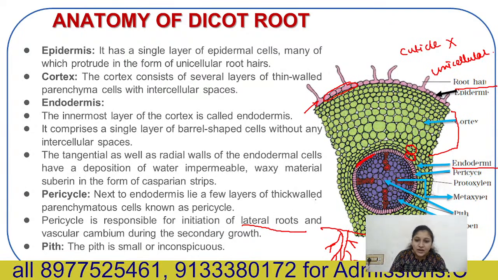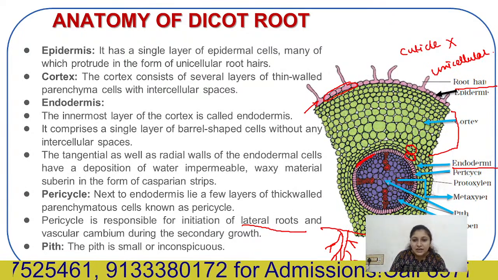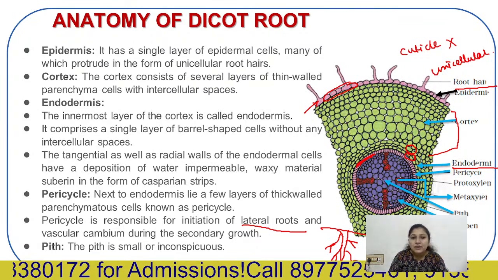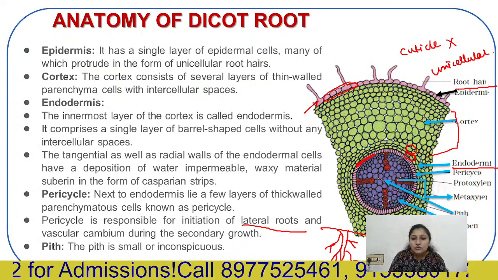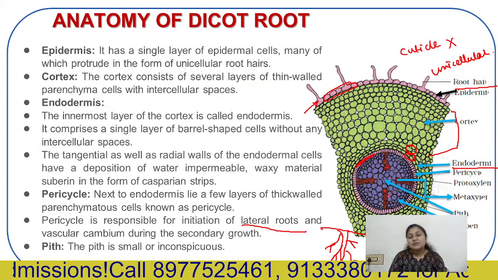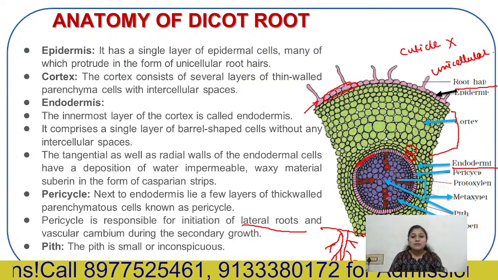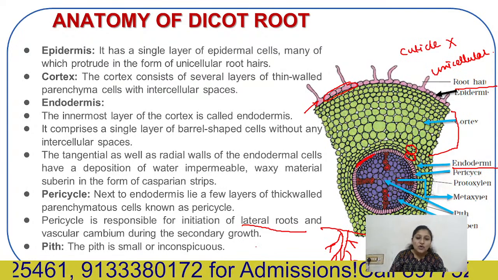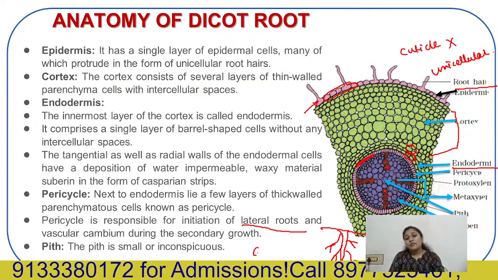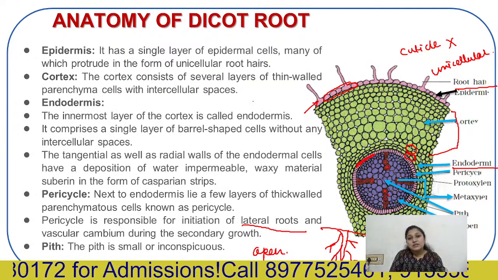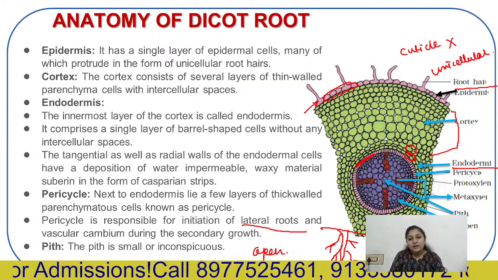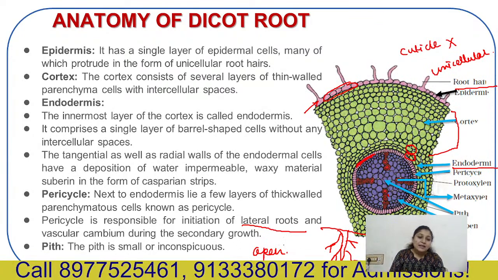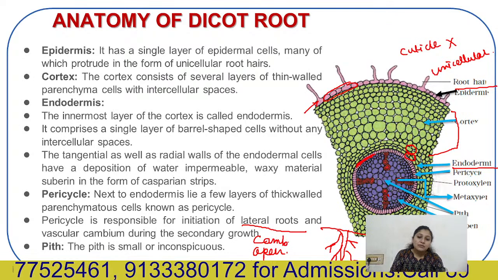Then pith is small and inconspicuous, and you can see only 2 to 4 patches of xylem and phloem in the case of a dicot root. These are also of open type. Because it is a dicot root, it is open for secondary growth. Secondary growth can occur here, and there is a cambium ring in between.